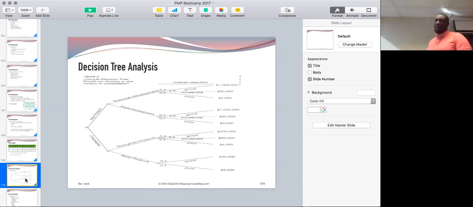Usually this will be drawn out for you, and all you'll have to do is calculate what they're asking you: the probability of something times the impact of something. You follow the path, and you come up with your number. All right, you do the math, real easy.